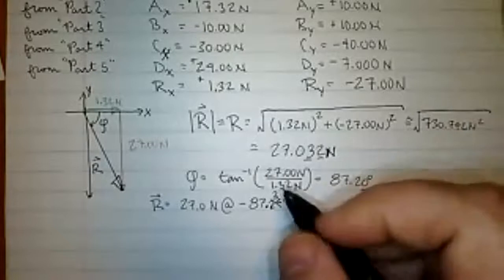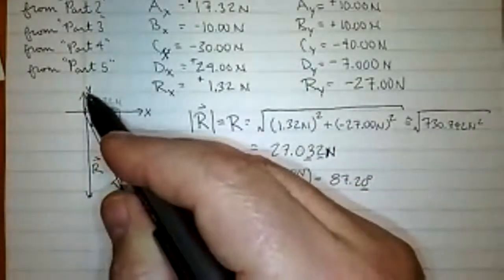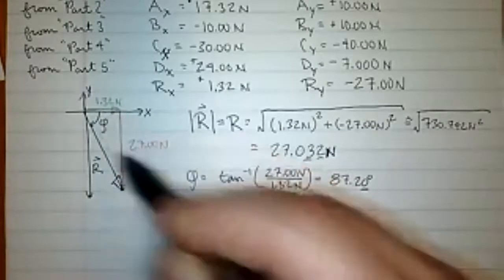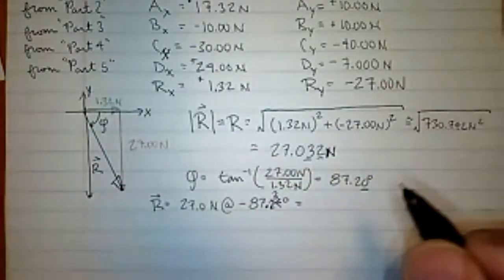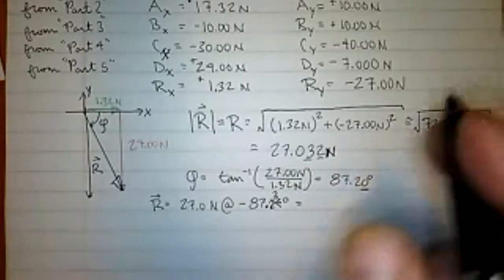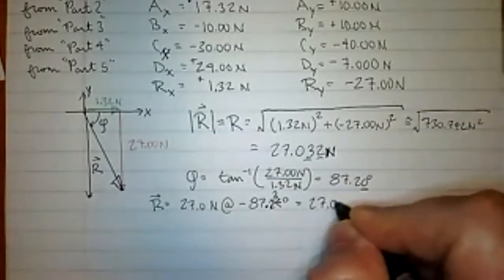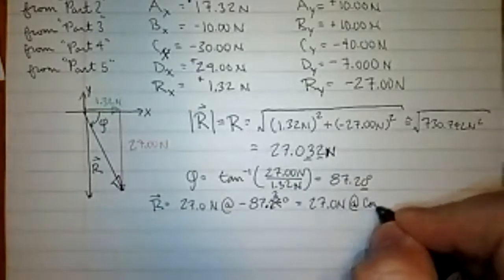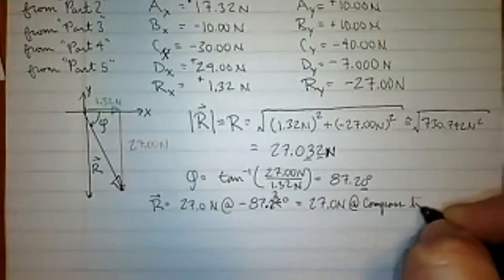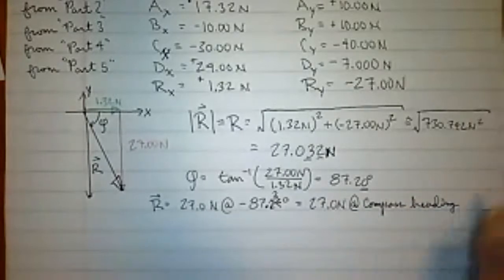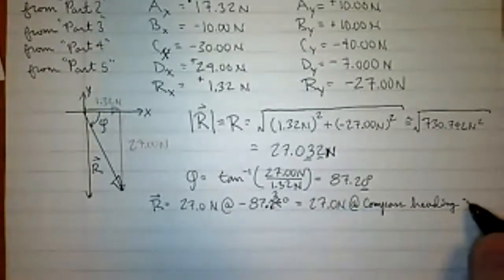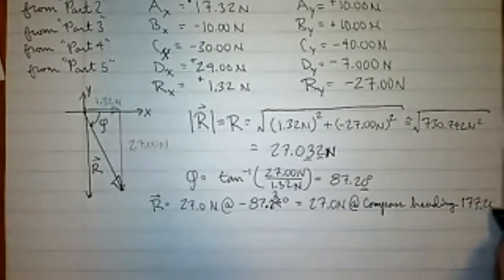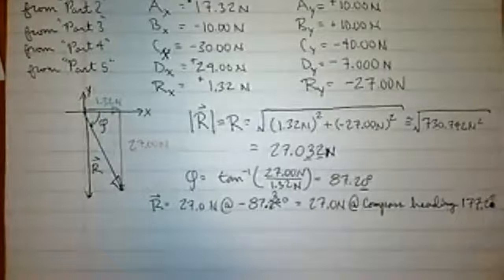I could also say, well, I go 90 from north to east, and then I go another 87. So 90 plus 87.2 would be 177.2. So I could say 27.0 newtons at compass heading, we said that was going to be what, 177.2. Oop, I shouldn't put that 0 there. Sorry about that. So it's 177.2 degrees.